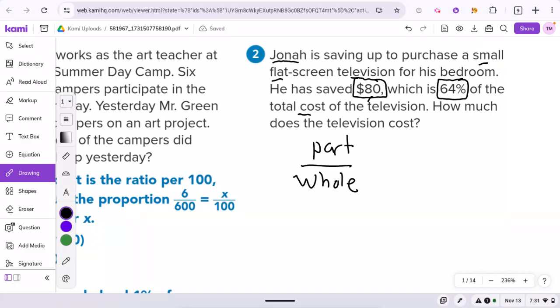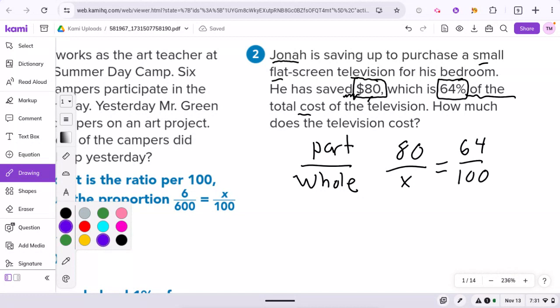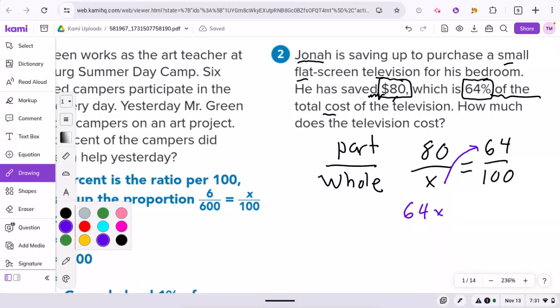So 80 is the part. The whole cost, we don't know. And then we do know, according to the problem, that the $80 is 64% of the total cost. 64 over 100 for the percentage. So then from there, you would just do your cross multiplication. So you would do x times 64 to get 64x equals, then you would do 80 times 100.